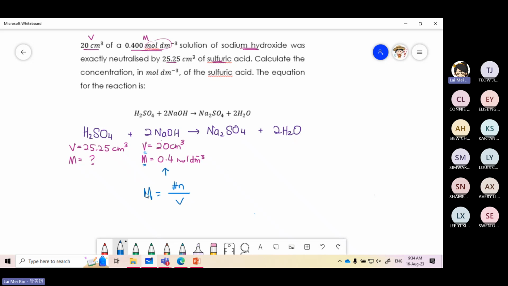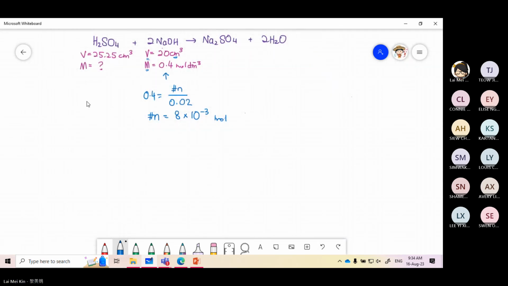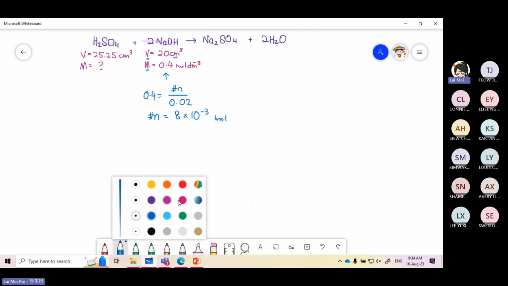So here molarity is 0.4, volume is 0.02. Centimeter cube changes to decimeter cube. So what's your number of mole, class? So many zeros. 8 times 10 to the -3. Okay, thank you. So again, these are my 2 main characters. Highlight it and then go to my comparison.